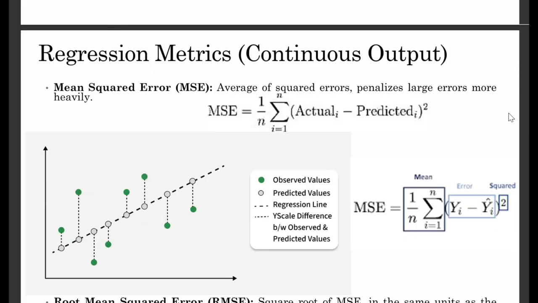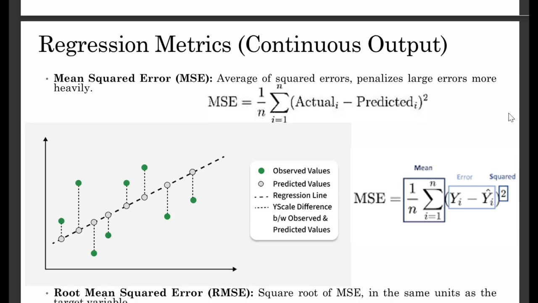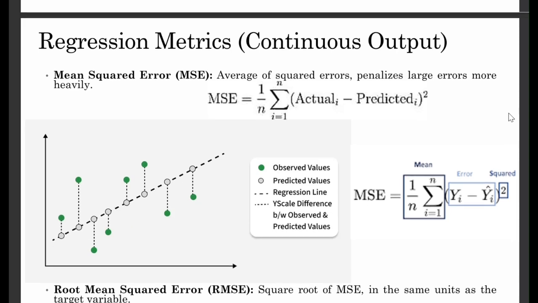When it comes to MSE, mean squared error, it is the average of squared differences between the predicted and actual values. Because errors are squared, larger errors are penalized more heavily. This makes MSE sensitive to outliers. If one prediction is wildly wrong, it has a disproportionate effect on MSE.